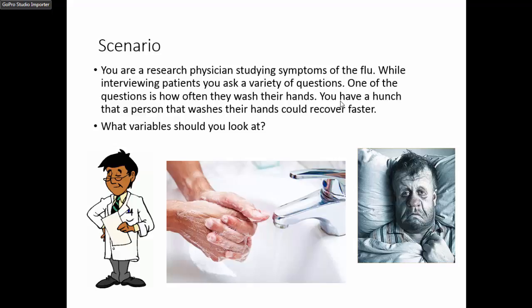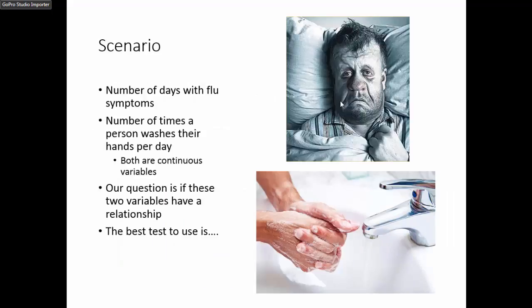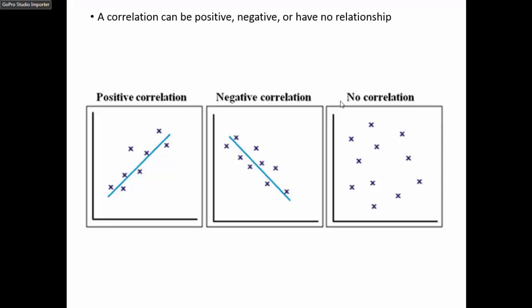So the variables we're going to look at are how often somebody washes their hands and how many days it takes for them to recover from the flu. Both of these are continuous variables, so they aren't categorical. We could split people into those that wash their hands and those that don't, but we're not. We want to know how many times a day they wash their hands. So both of them are continuous, and because we want to know their relationship, we're going to use a correlation test. Okay? And a correlation can be positive, negative, or you can have no correlation. This is a scatter plot.